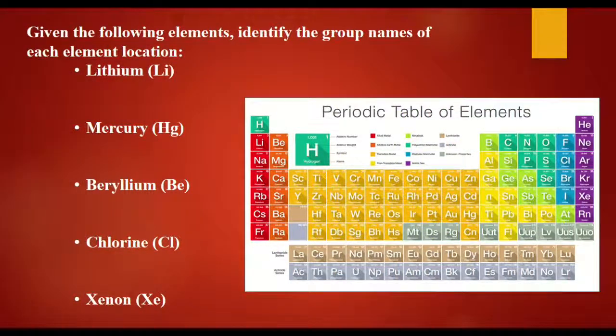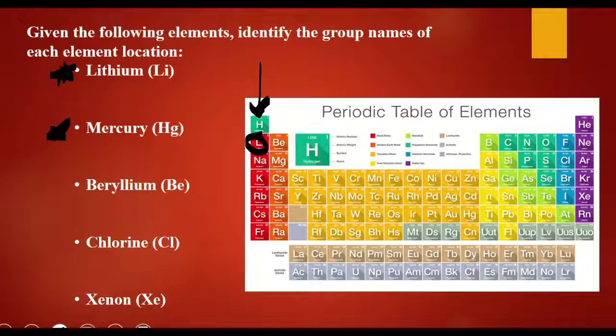After having reviewed everything that we've done so far in this video, now it is time to test our knowledge and see what we can recall from what we learned. We will do 4 example problems. This first one we'll do together. The question is, given the following elements, identify the group names of each element location. So this is the small sublevel categories that we were talking about earlier. The first element that it asks us for is lithium. Lithium we see right here, and we know that this area here is called the alkali metals.